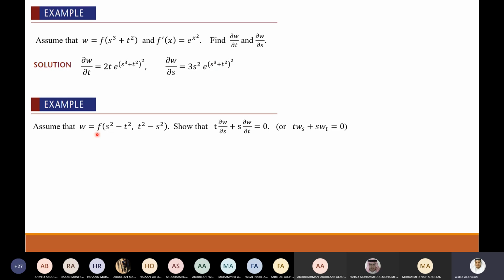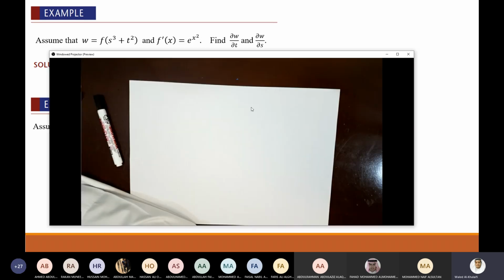So now assume that in another example, w is equal to a function of two variables, as you see from the comma: f of s squared minus t squared, comma, t squared minus s squared. Show that this identity or this equation holds: t times partial w by partial s plus s times partial w by partial t equals 0.